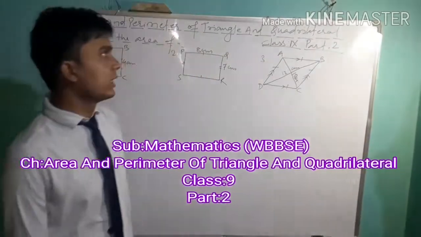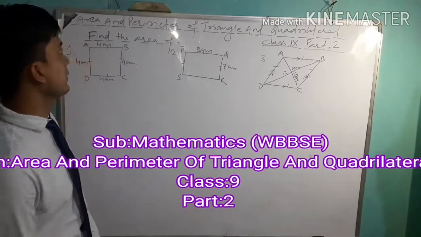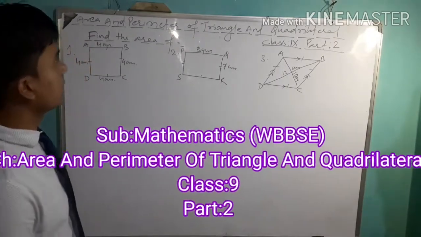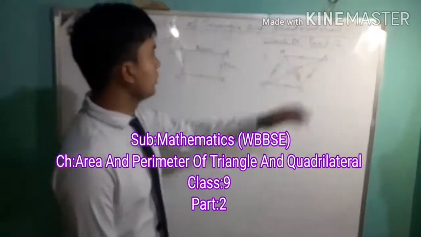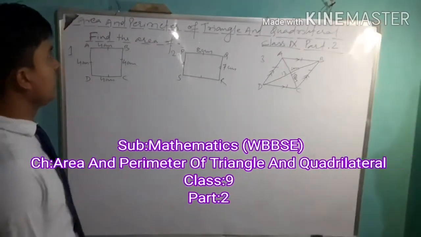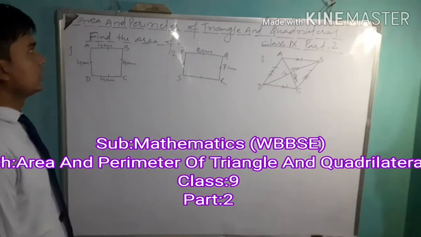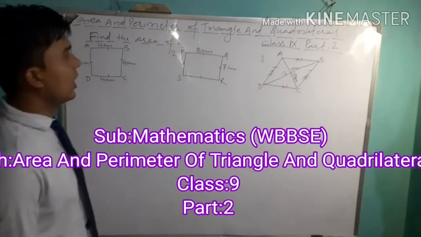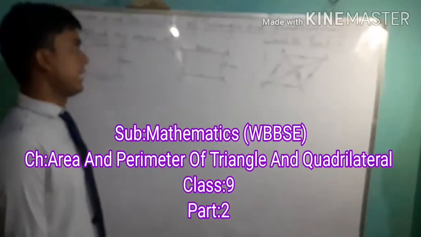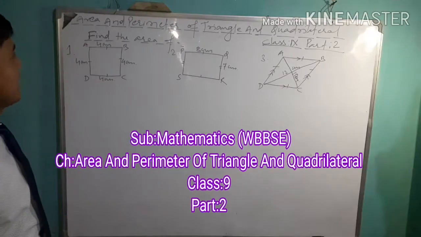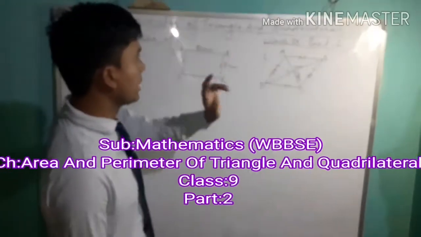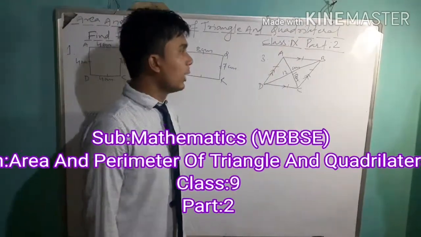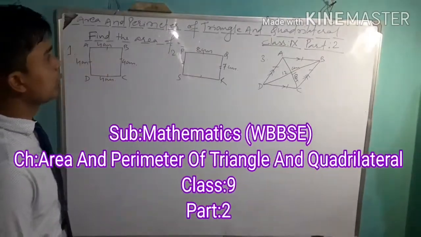Today I'm going to conduct the second period of the chapter called area and perimeter of triangles and quadrilaterals, right? So this is part 2. In my last video, I taught how to find the area of different triangles. So today we'll learn to find the area of different types of quadrilaterals. In the last video we did triangles. Now here we'll do the area of different types of quadrilaterals, right?